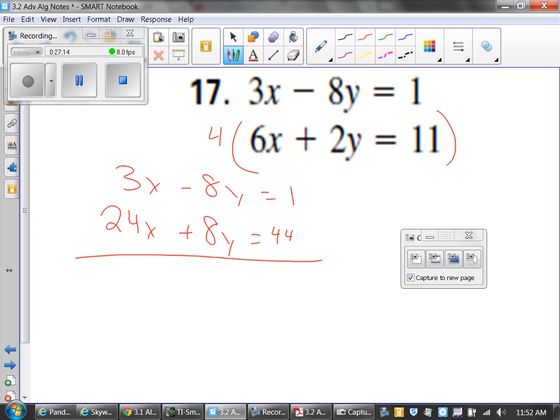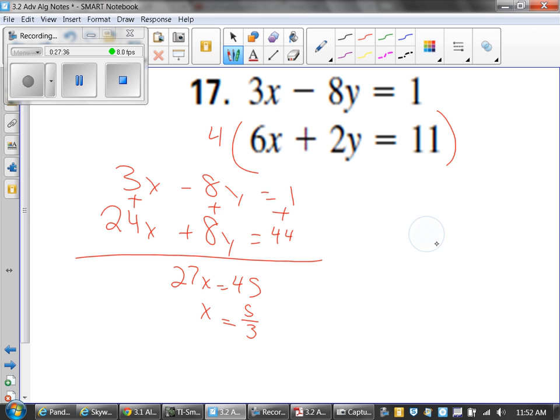Now I have same coefficients with opposite signs. I add them together. 27x is 45. X is 5/3. Now when I go to find y, I go back to either equation, so I'll use the first one. 3 times 5/3 minus 8y is 1. Subtract the 5 over, I get negative 8y is negative 4. Y is 1/2.